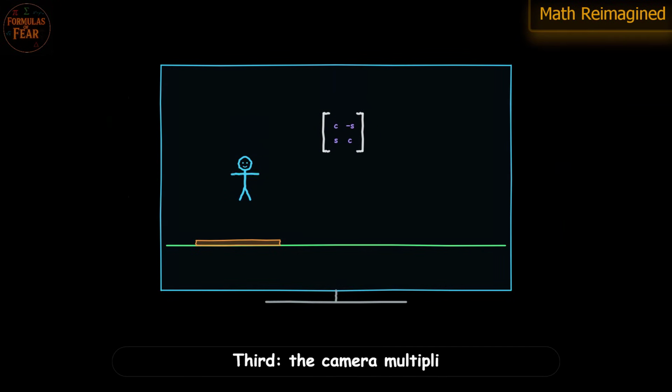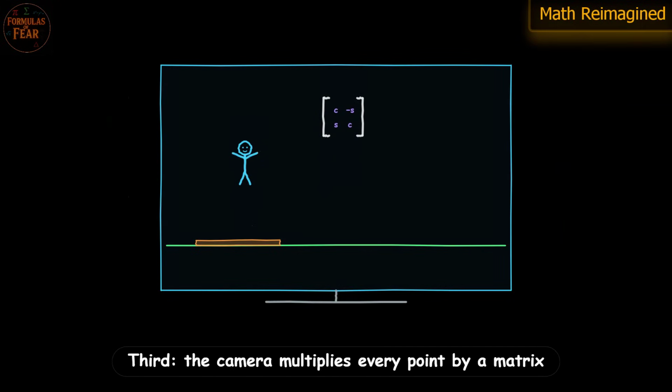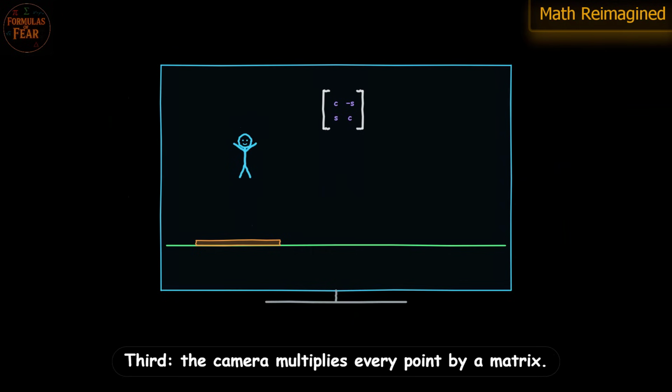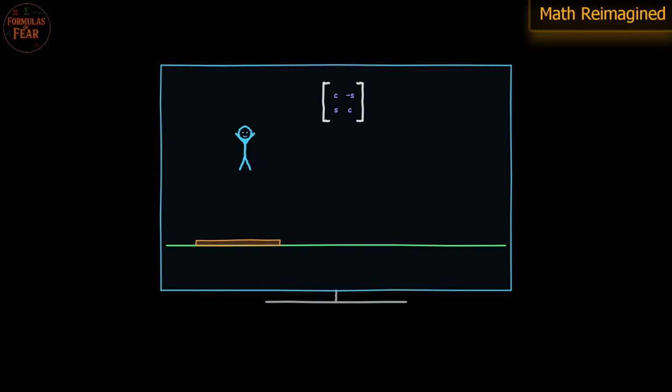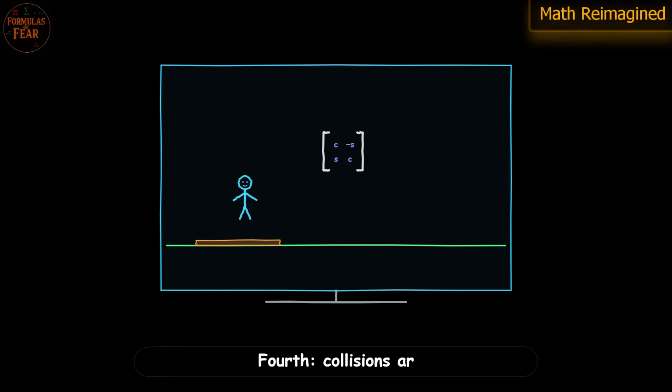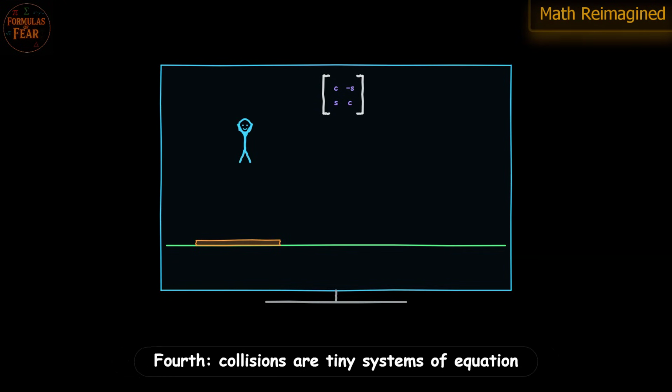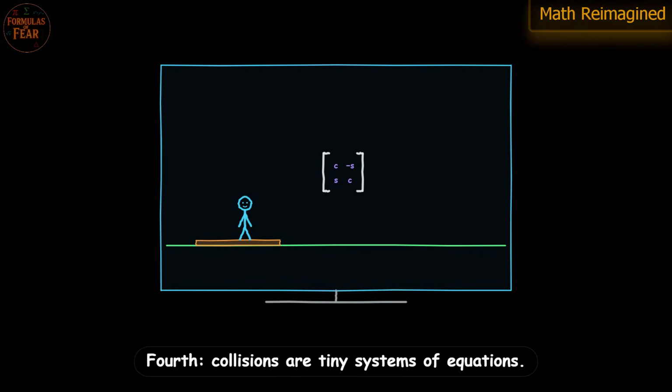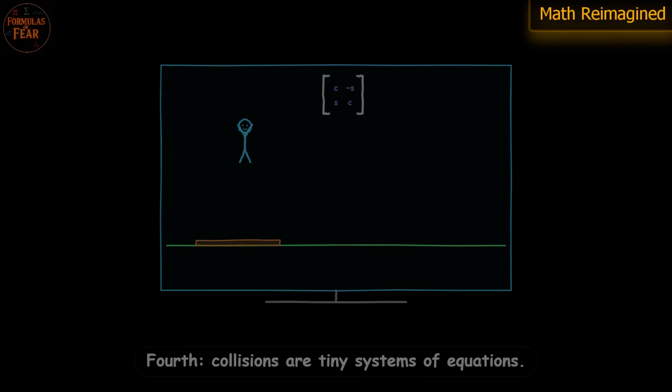Third, when you rotate the camera or zoom in, what happens is that every point in the scene is multiplied by a transformation matrix. Fourth, if the developer wants to check if the character collides with a wall, they solve a small system of equations. Does the motion vector intersect with the wall's plane?